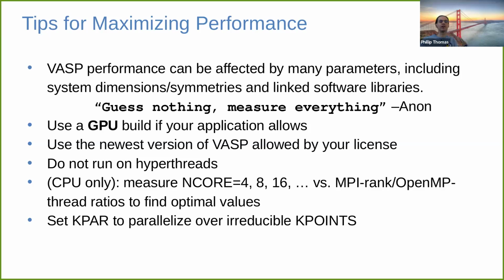And lastly, if you're running a job with multiple K points, you can set KPAR to factor the irreducible K points, and you can get performance benefits doing that. And that works in both CPU and GPU builds. But keep in mind that it also increases the amount of memory in your calculation. So if you have to adjust the amount of resources to do this, then just be aware of that.